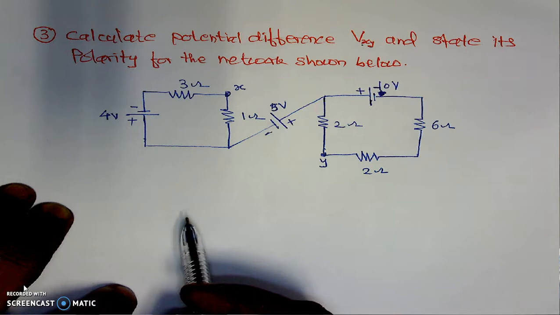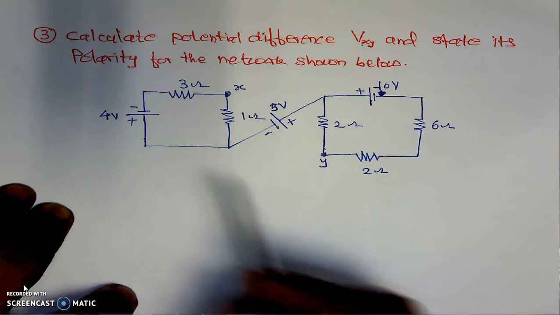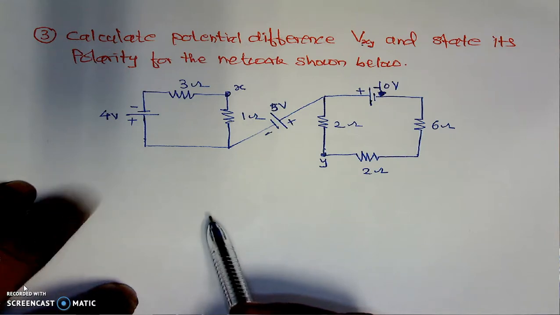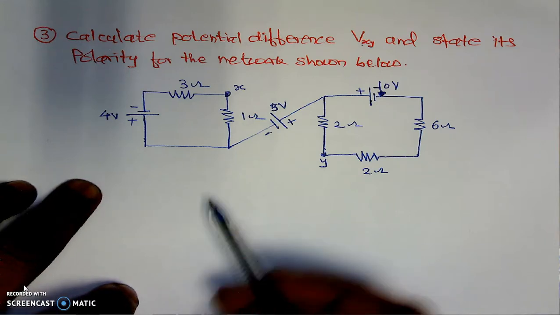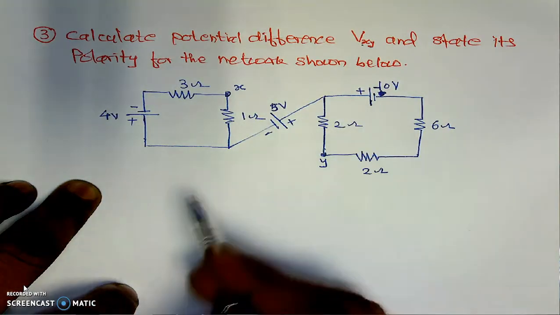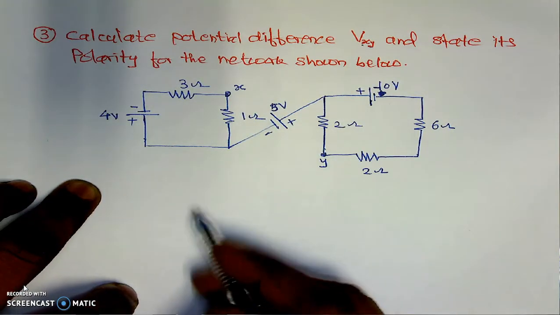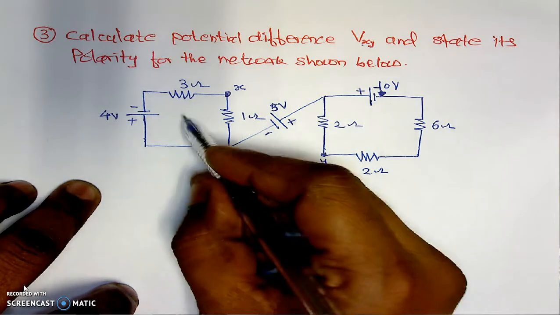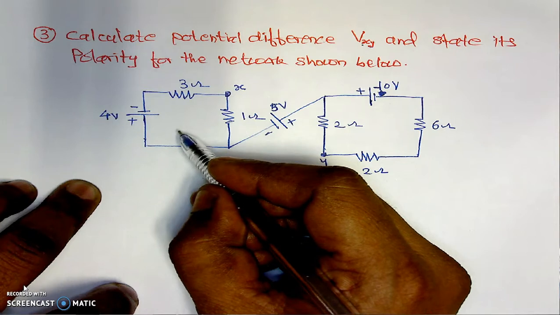For that case, we have to calculate the current in the respective branches available in that particular path. First, we will calculate the current in this particular closed loop, and in the second loop, and then we will calculate its potential Vxy. For that, we have to apply the KVL to this particular loop. First, we have to assume the direction of the current.